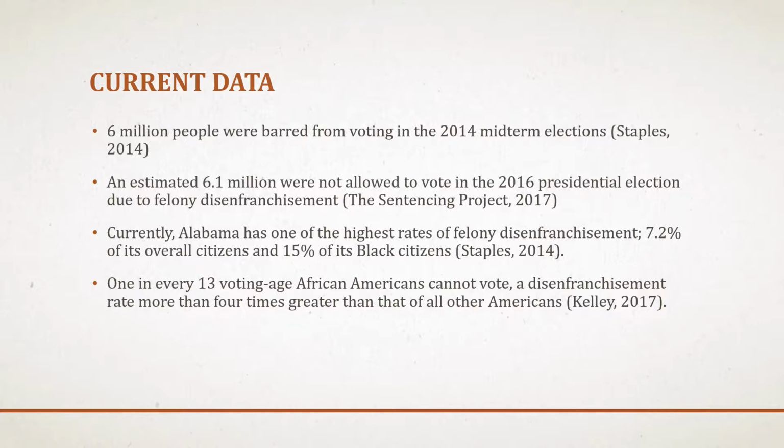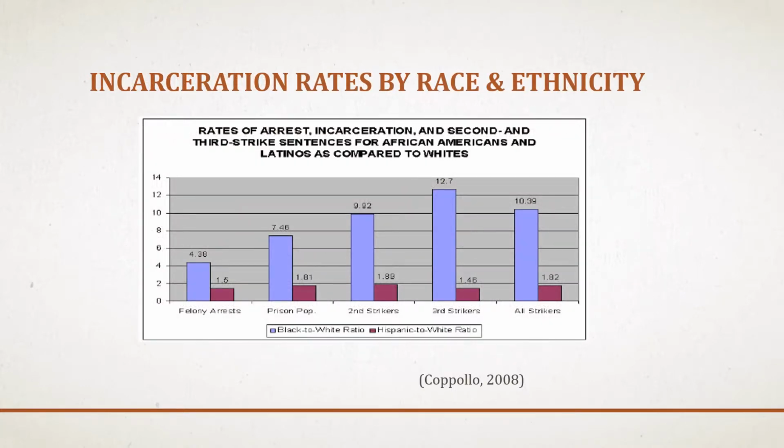Currently, Alabama has one of the highest rates of felony disenfranchisement, 7.2% of its overall citizens and 15% of its black citizens. The statistics showed that 1 in every 13 voting age African Americans cannot vote, a disenfranchisement rate more than 4 times greater than that of all other Americans. I found several interesting charts that illustrated several important facts when it comes to felony disenfranchisement and race.